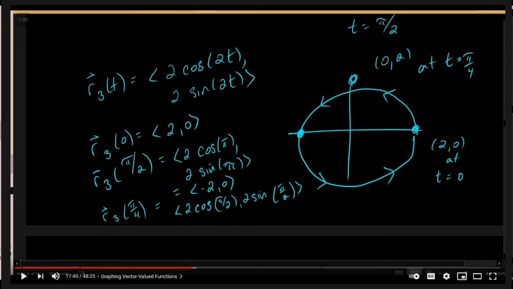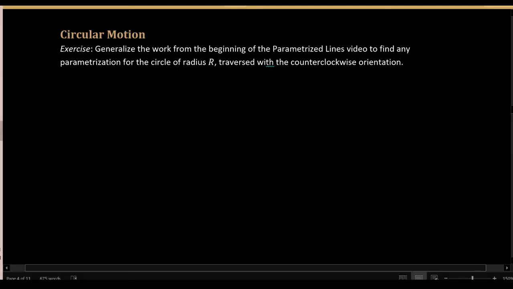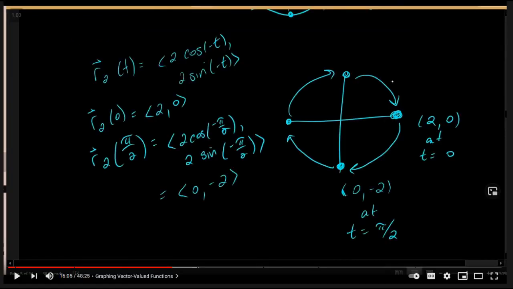We had a third which traversed the same circle of radius 2, but it only took half as much time. It only took pi units of time to make a revolution around the circle. And we also saw in the second parameterization circular motion that instead of being counterclockwise was actually clockwise.